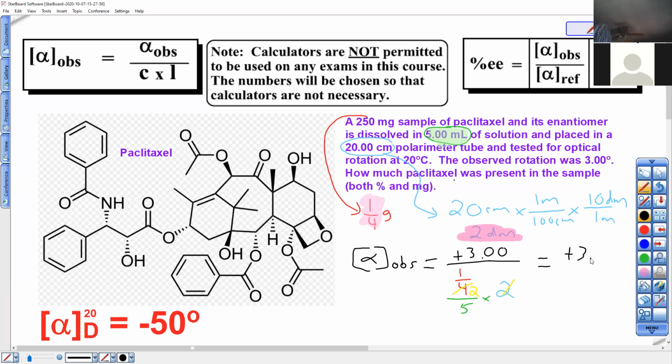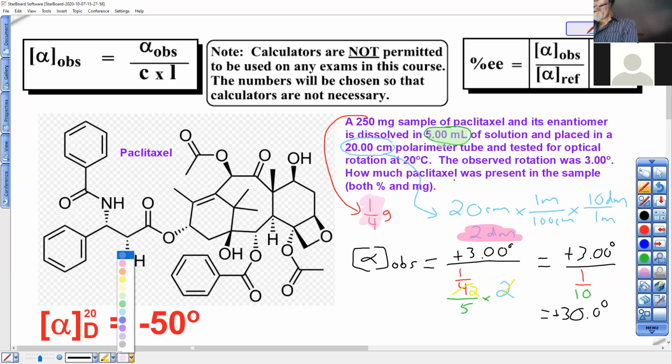So plus 3.00 degrees over 1/10. And that's going to be flipping the denominator to put it in the numerator. It's going to be plus 30. Okay, plus 30.